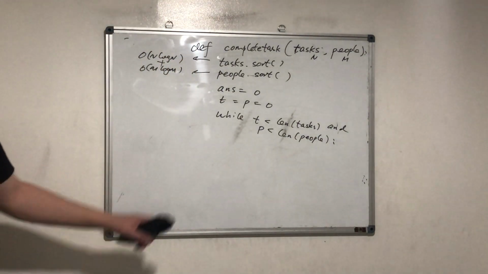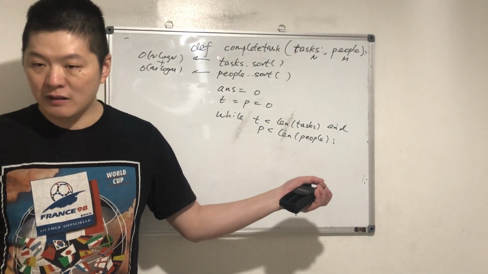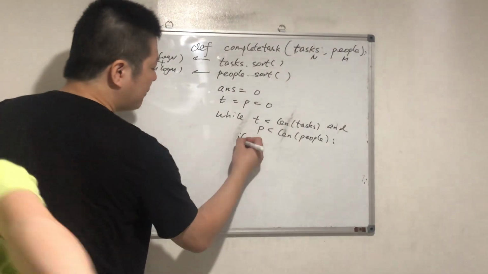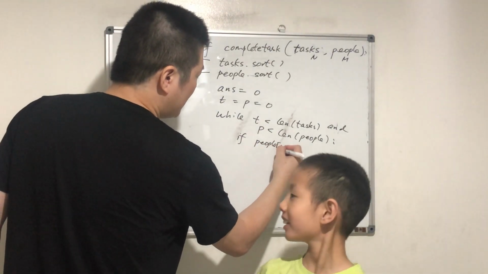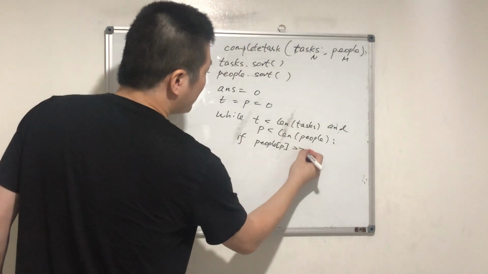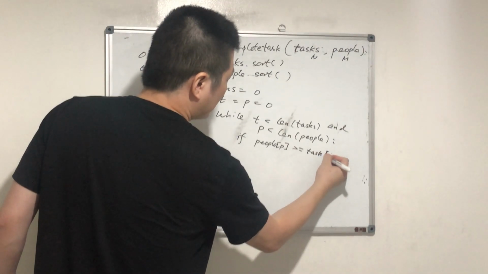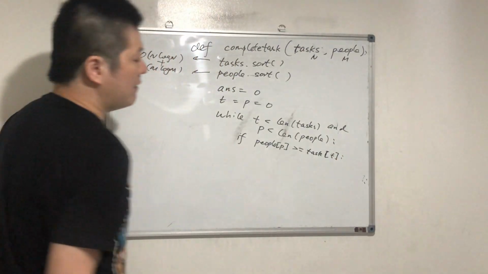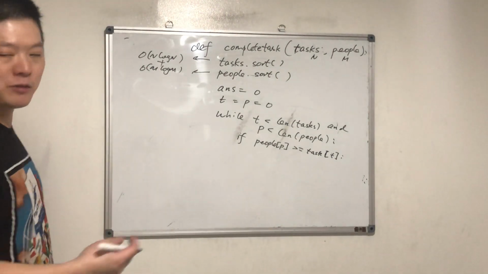So what do we do now? We need to check if the current person can handle the job, right? People P bigger than or equal to task T, right? Look, if the person can handle this T, then what should we do?